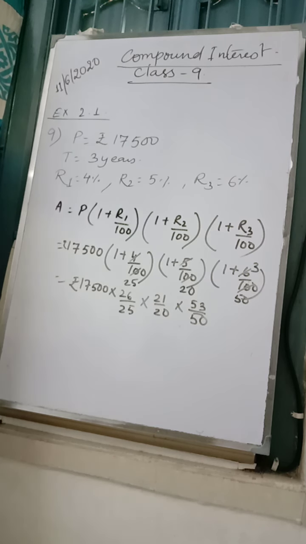Then look at number 18. It says what sum will amount to rupees 10,120 in 2 years at CI payable annually, if the rates are 10% and 15% for successive years. Here this is inverse. Here you have to find the principal. Amount is given already. Is it?